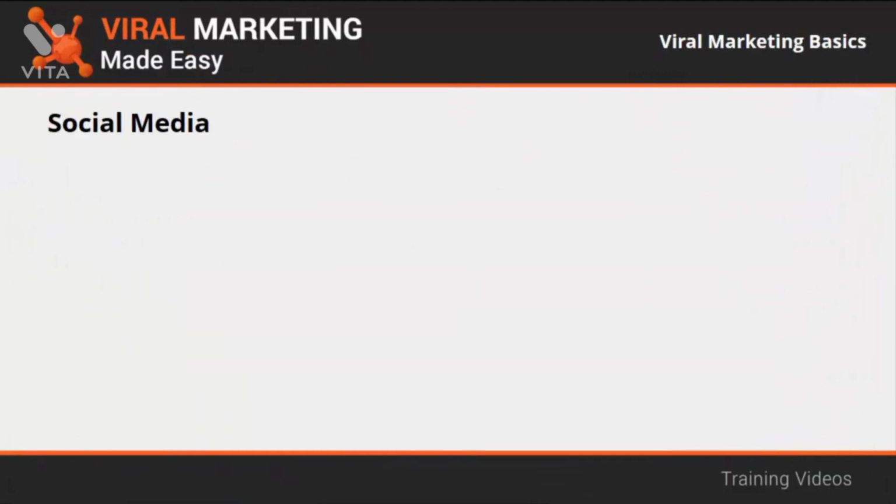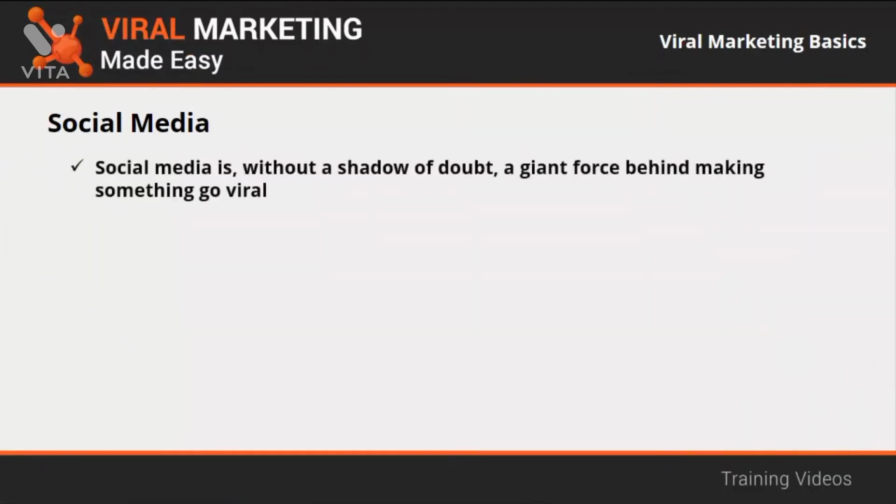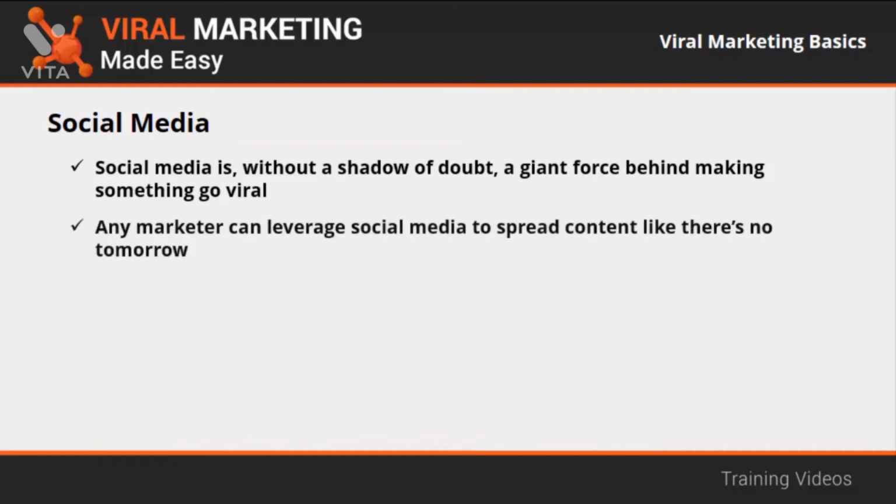Social media. Social media is, without a shadow of doubt, a giant force behind making something go viral. This is because social media makes it really easy for content to spread at a really fast rate among different groups of people, with each group reaching out to other groups of people until a piece of viral content is all over the place. Any marketer can leverage social media to spread content like there's no tomorrow, thanks to the very nature of the ways in which social media channels work and the options made available to them.